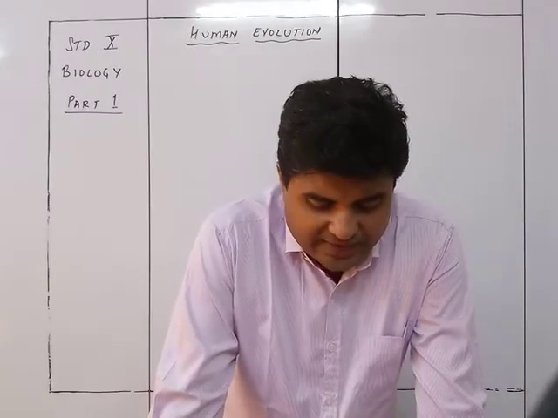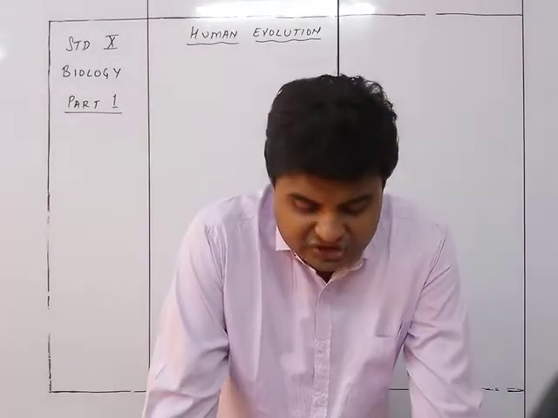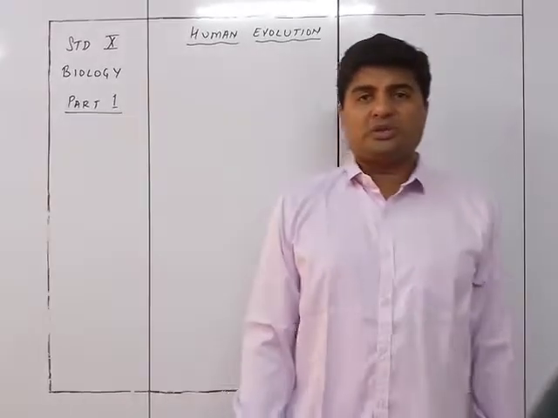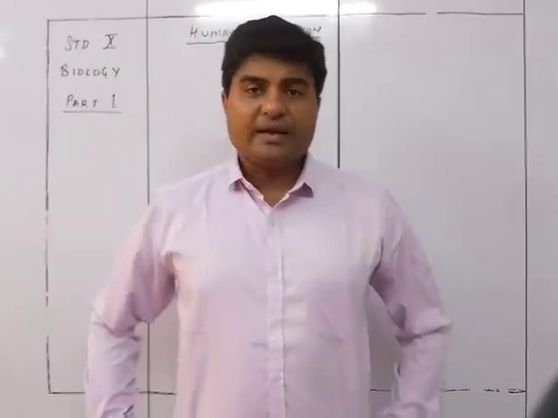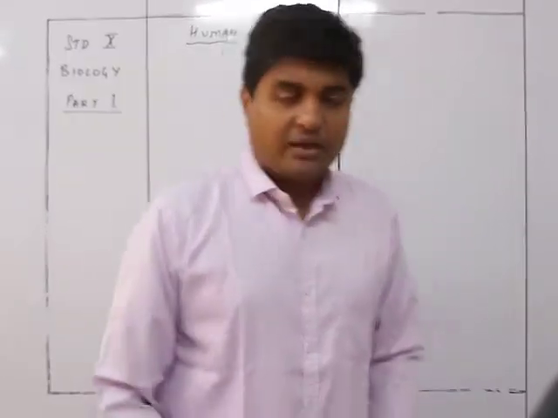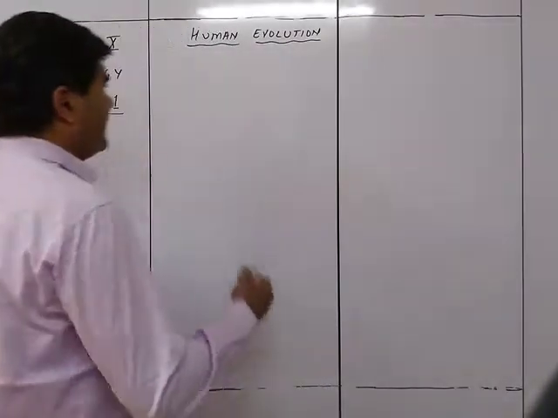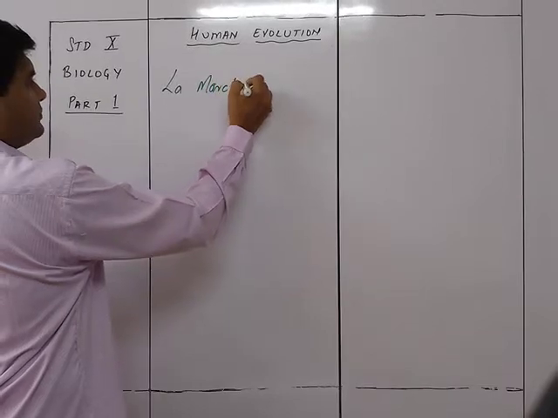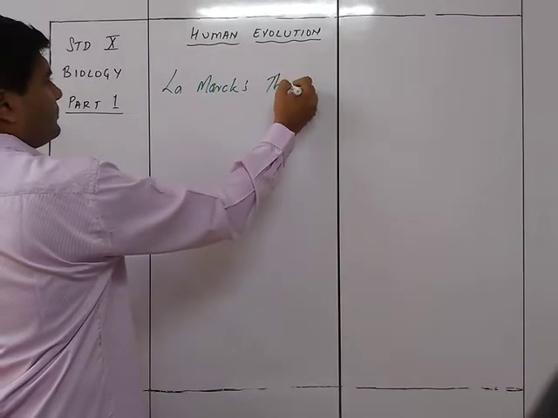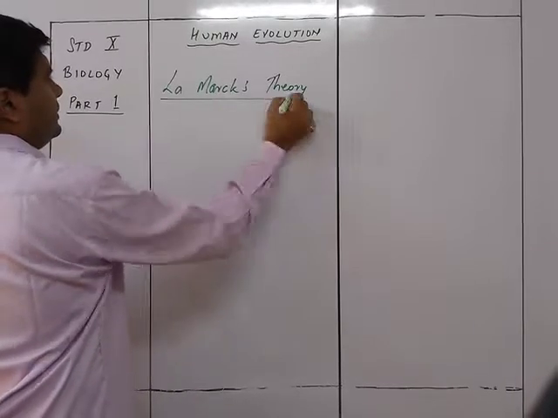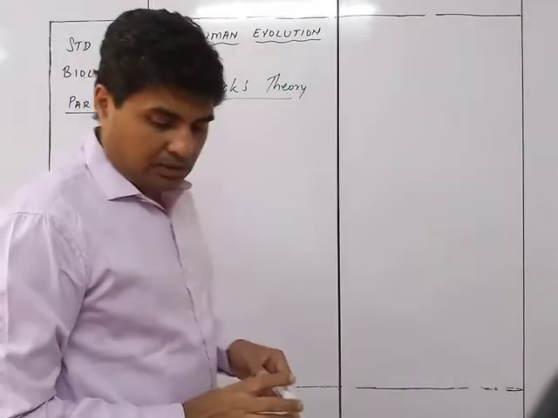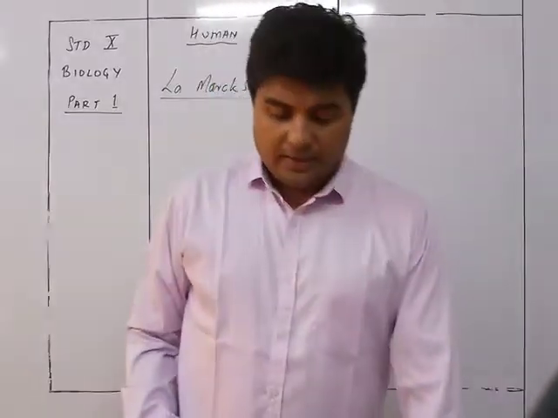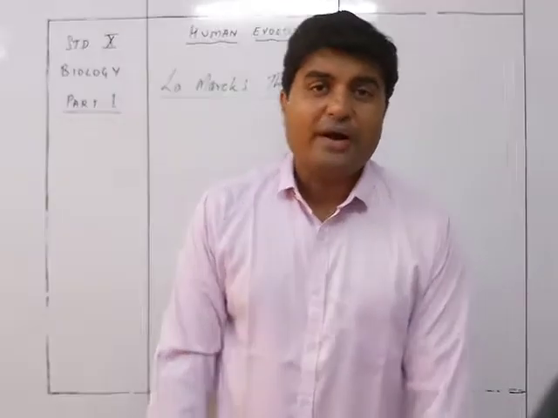Darwin stated that nature selects the fittest and rejects the weaker individuals. So this is what the Darwin had suggested. Now we come to the detail of the Lamarck's theory. So it is Lamarck's theory. This is about the inheritance of acquired character.